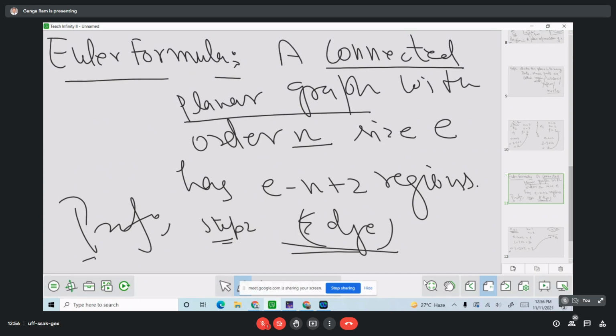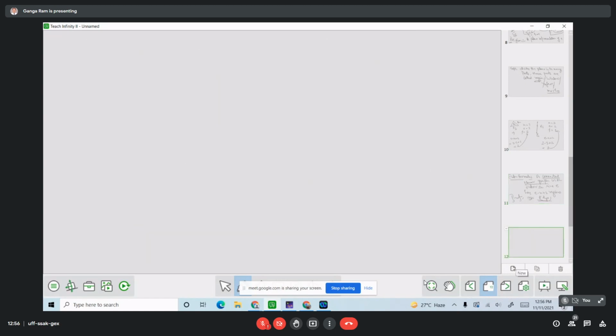Now some more results. How to check whether a graph is planar if the size and order are given, and if the size and faces are given. Here is one result also.